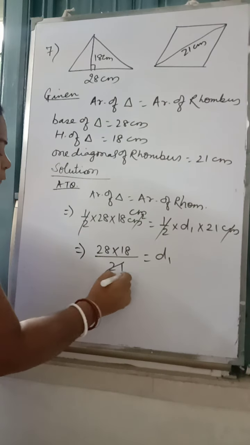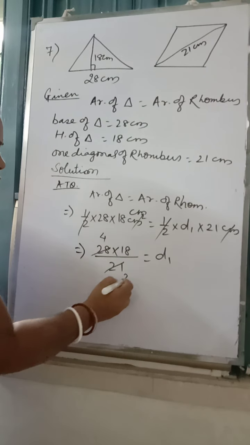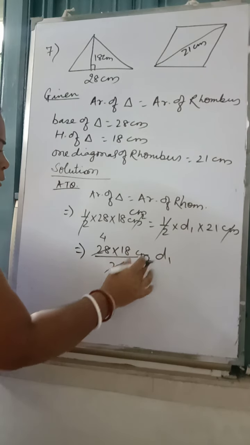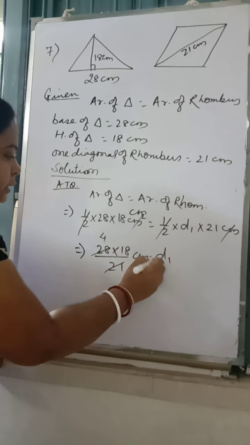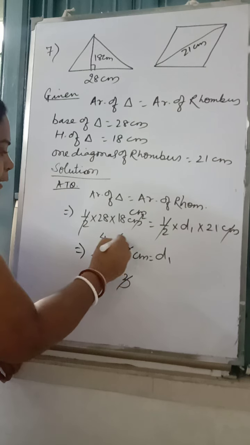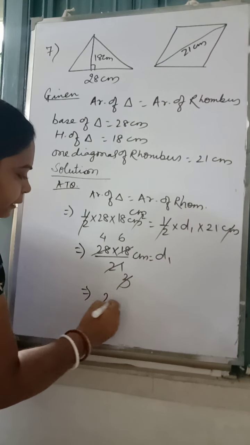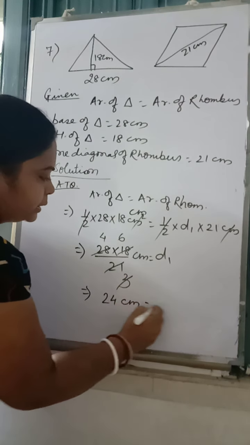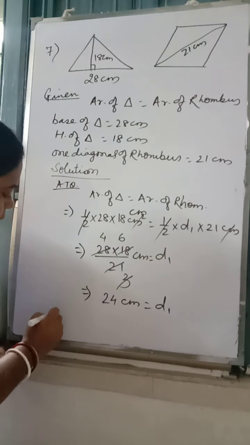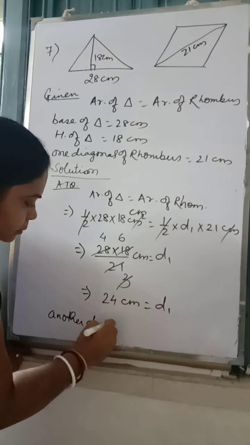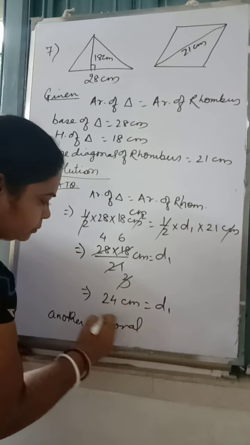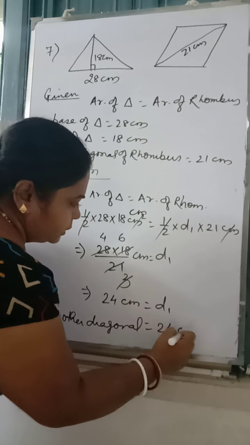7 3s are 21, 7 4s are 28. 1 centimeter I am left with, so I am writing centimeter here is equal to. Now 3 6s are 18. So 24 centimeter is equal to diagonal 1. So you write another diagonal as equal to 24 centimeter.